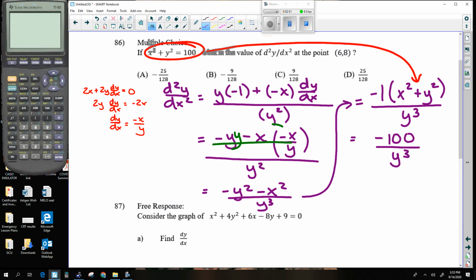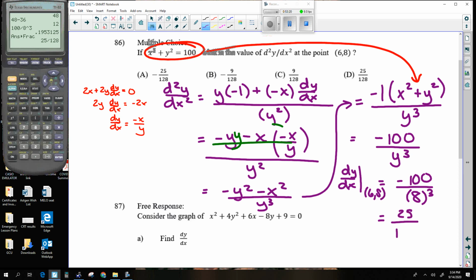And then what is dy/dx? That's 6, 8. And so that'd be negative 100 over 8 to the third, whatever that is. Oh, negative. I'm sorry, negative 100. Negative.